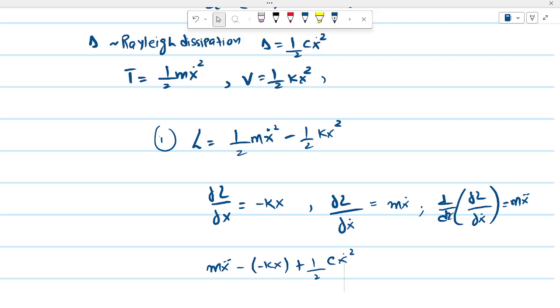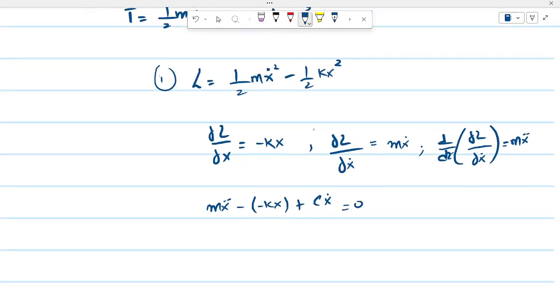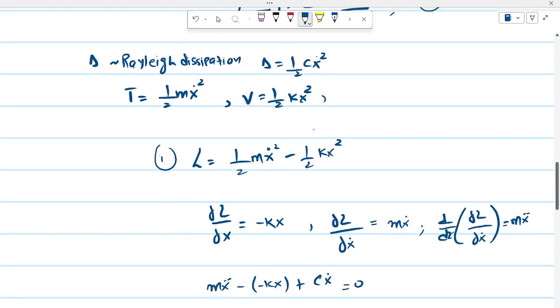That is the differential of the damping one, so it also becomes c x dot only. Because we will take the differential with respect to x, it will become c x dot, and that's all equal to 0. Or you can rearrange this one: m x double dot plus c x dot plus k x equal to 0. So again you reach the same equation of motion for the 1 degree of freedom spring mass damper system using the Lagrangian method.